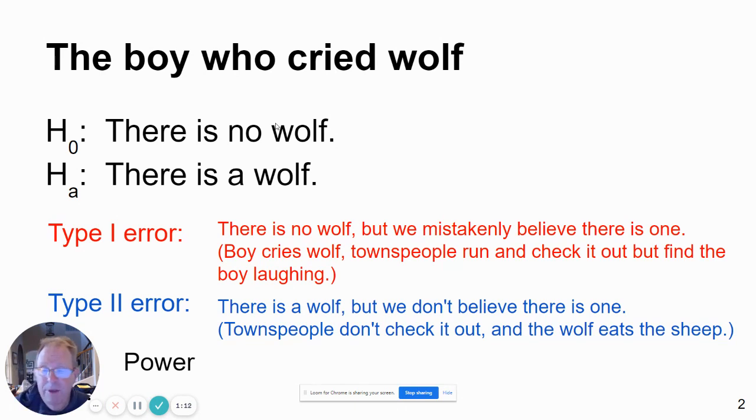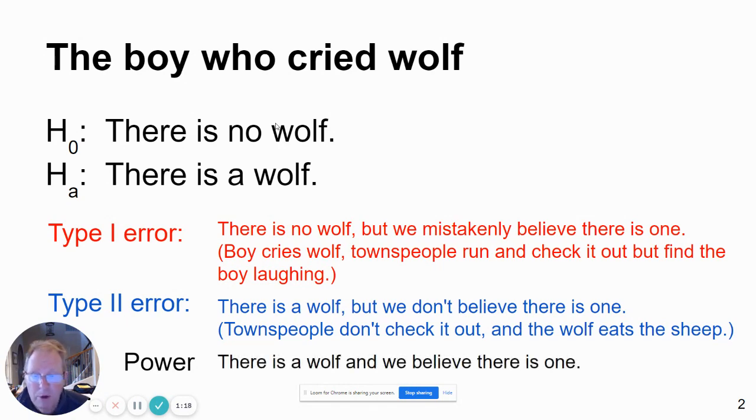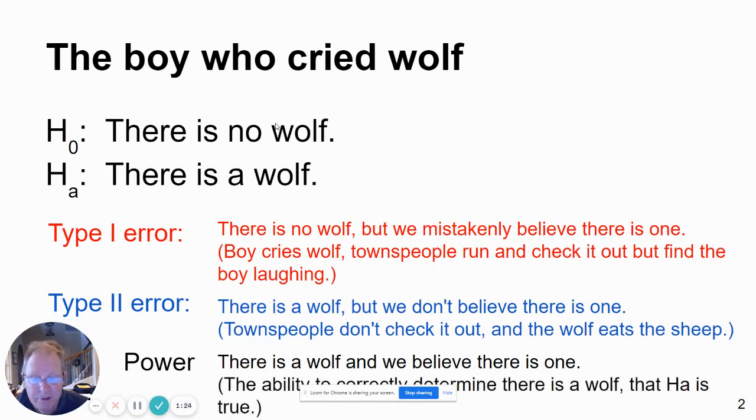This brings us to the topic of this slide presentation, and it is power. Power occurs when there is a wolf, and we correctly believe that there is one. In statistical terms, power is the ability to correctly determine that there is a wolf when there is one, or to correctly determine that the alternative is true.